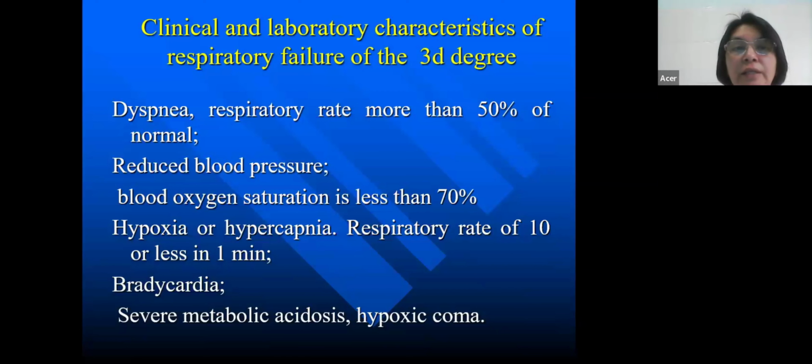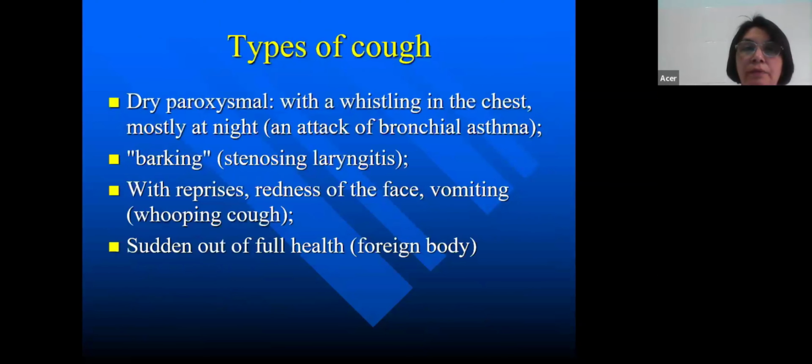Third degree or severe degree of respiratory failure: dyspnea, respiratory rate more than 50% from normal, reduced blood pressure. Blood oxygen saturation is less than 70 with oxygenation. Hypoxia, hypercapnia, respiratory rate may be a rare rate, bradycardia, severe metabolic acidosis, and hypoxic coma.